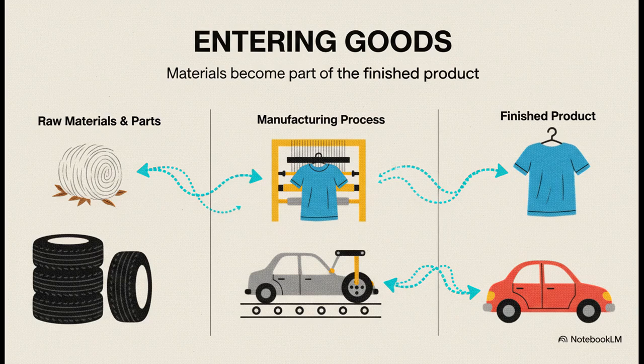Next up, we have entering goods. And just like the name says, these are the goods that literally enter the final product. They become a part of it. This is your raw material, like cotton for a t-shirt, and your fabricated parts, like the tires on a car. These are the actual ingredients in the recipe.